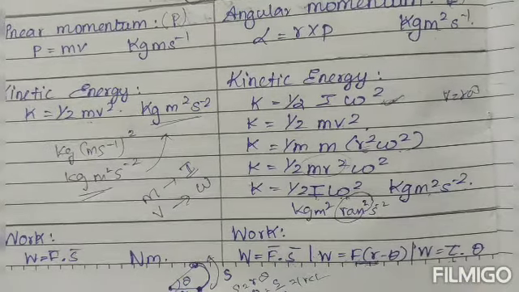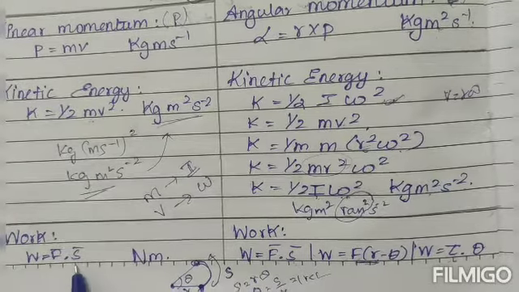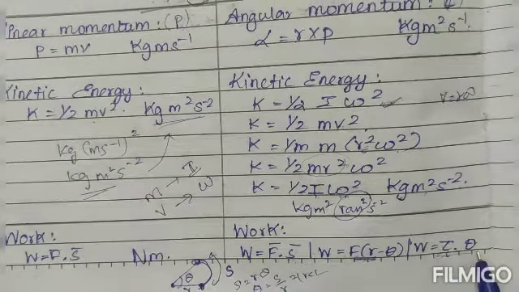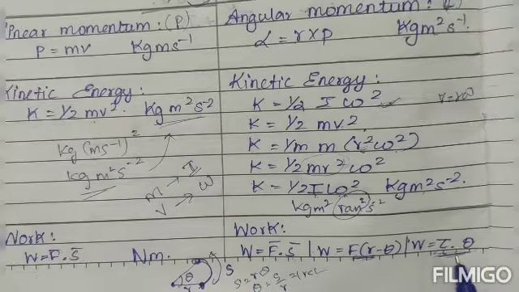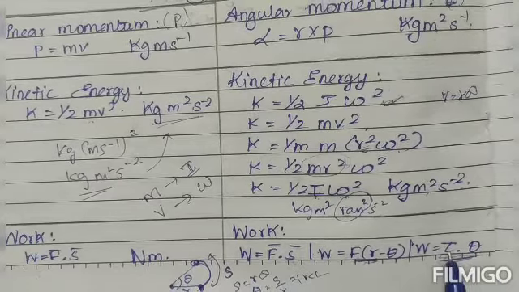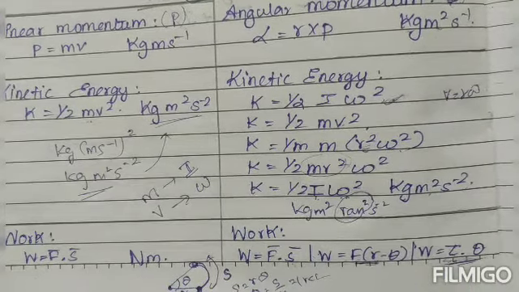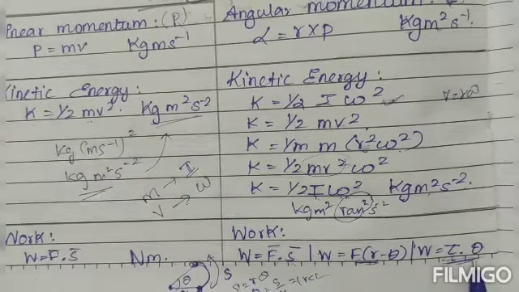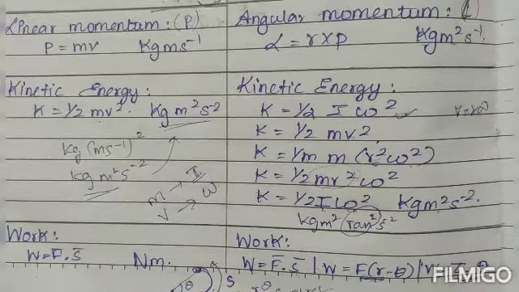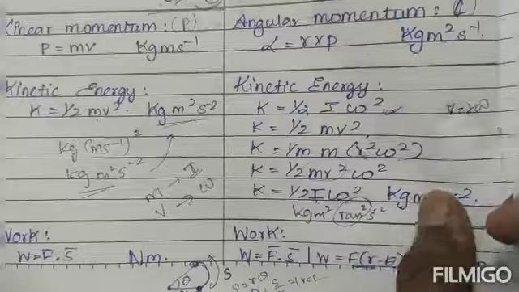In the linear path, the work done is F into S. But in rotational motion, the work is tau into theta. Simply, the linear force F becomes the angular force, that is torque, tau. Here the displacement is S, and here the angular displacement is theta. So that is the difference between work done in translational motion and rotational motion. Then the next one, this is the last one.